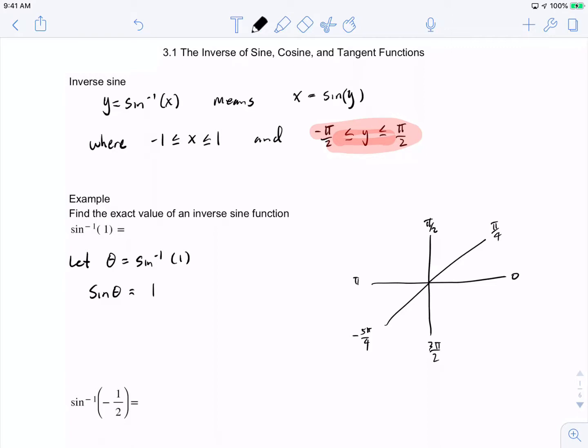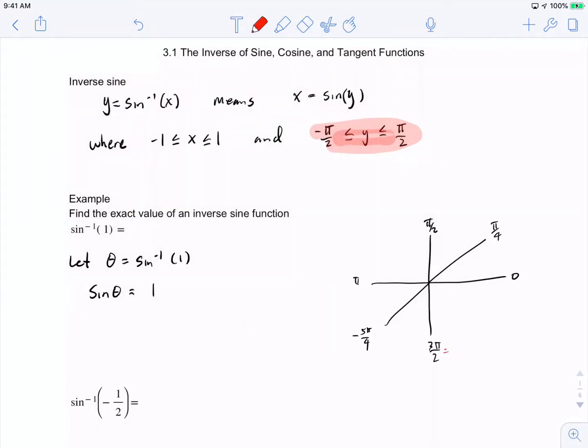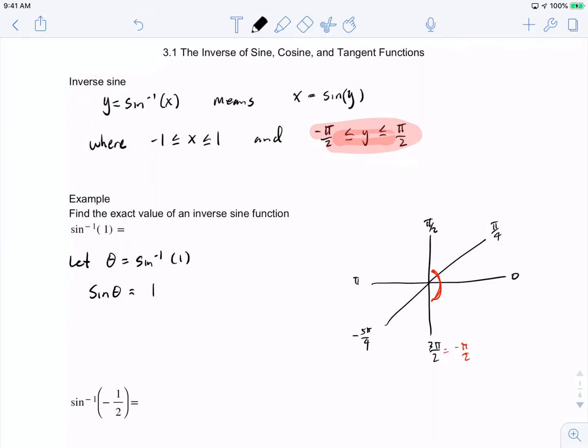So really what we could do is change this to be called negative pi over 2, and so this is the area that it has to fall under. It has to fall under the first and the fourth quadrant, and so that means that our answer is going to be pi over 4. So we know our theta here is pi over 4, or our answer for our problem is pi over 4.